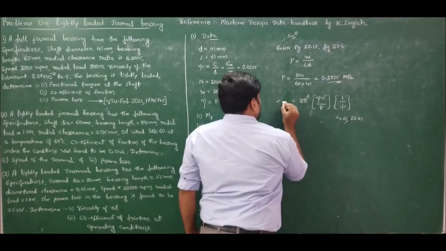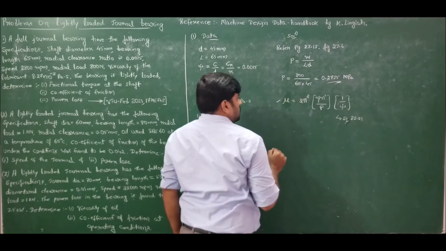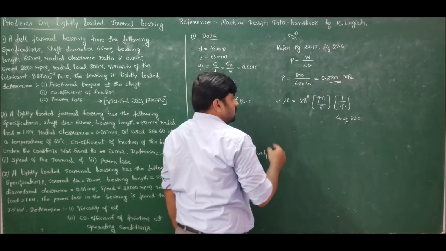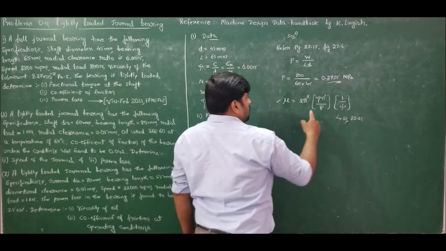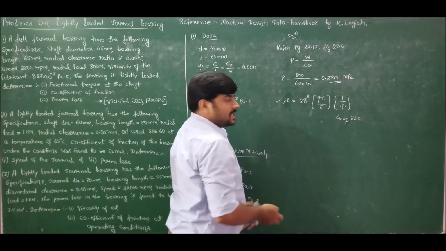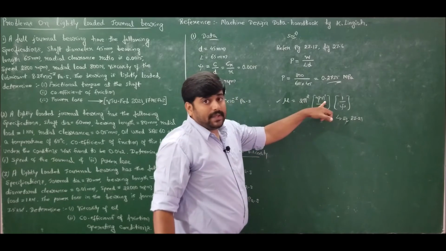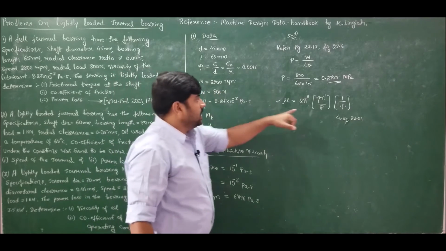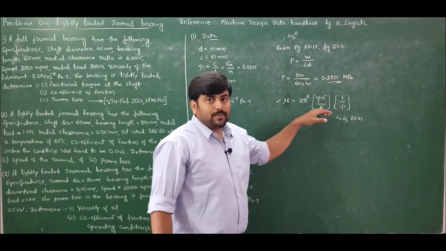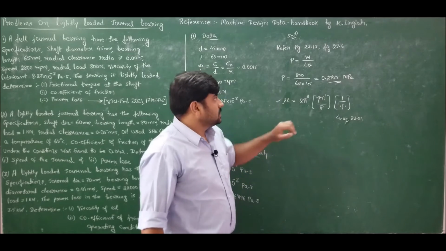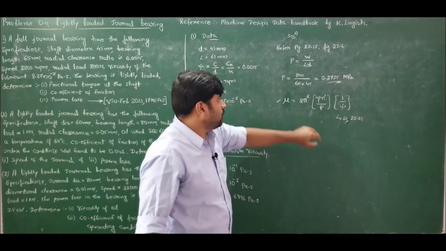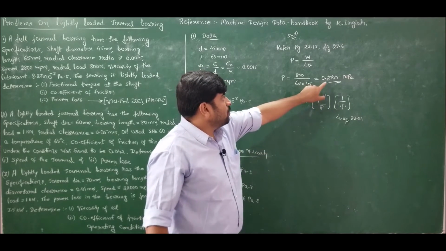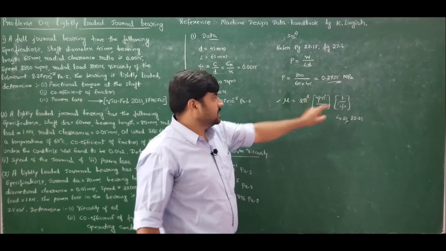Here, coefficient of friction mu from Petrov's equation, because the bearing is lightly loaded. Eta should be in Pascal second, n dash should be in RPS. N is in RPM, I should write it in RPS, and P should be in pascals. It should not be in megapascals. So therefore I should write it as 0.2735 into 10 to the power of 6.